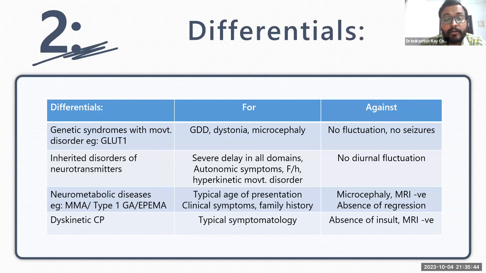The closest neurometabolic disorder which can be a differential is ethylmalonic encephalopathy, with petechiae and ethylmalonic aciduria, which has been reported by Vaikonti Raju sir. Other ones are type 1 glutaric acidemia, methylmalonic acidemia. Typical age of presentation is supportive, as are clinical symptoms and family history. However, points against glutaric acidemia, like in this child, are microcephaly, and MRI is negative. That is highly unlikely. Two minutes are left. Okay. Absence of regression. Dyskinetic CP is the last possibility.